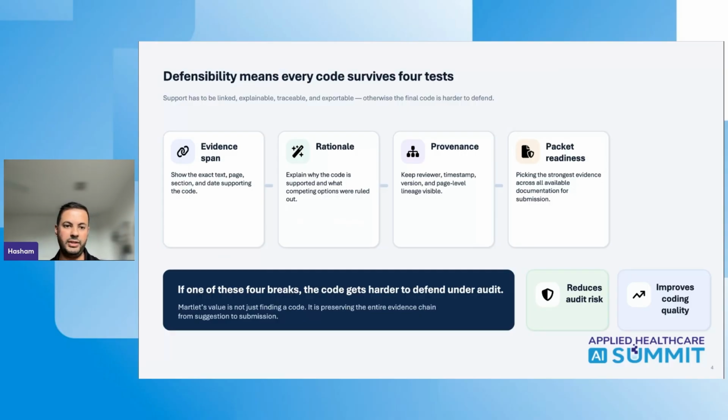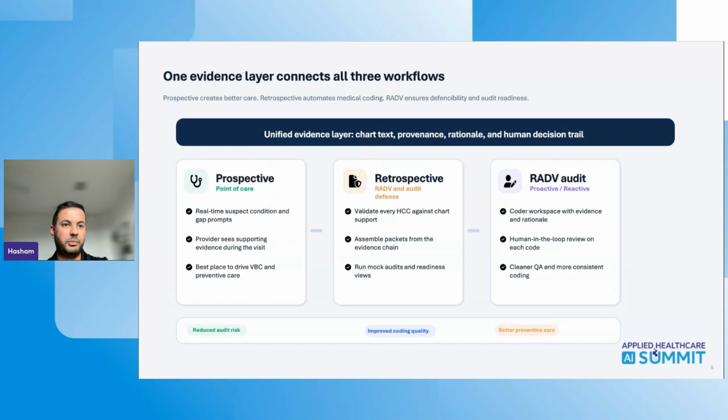Now, if any of this breaks, it becomes really hard to defend a given condition or code, because it has to be very transparent. The benefit of this is, number one, it reduces audit risks, of course, because everything is already tied together well. And obviously, it also improves your coding quality. So that is what we mean by defensibility.